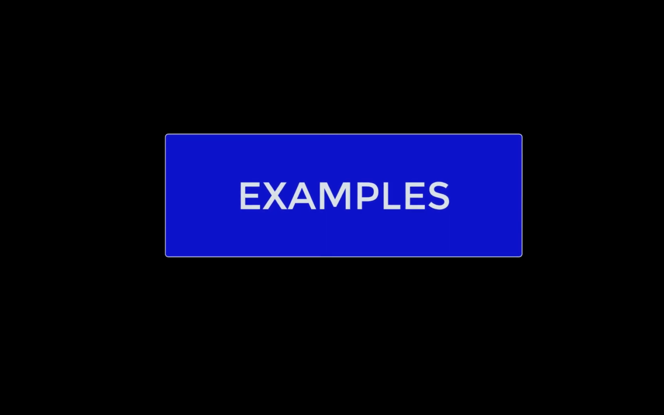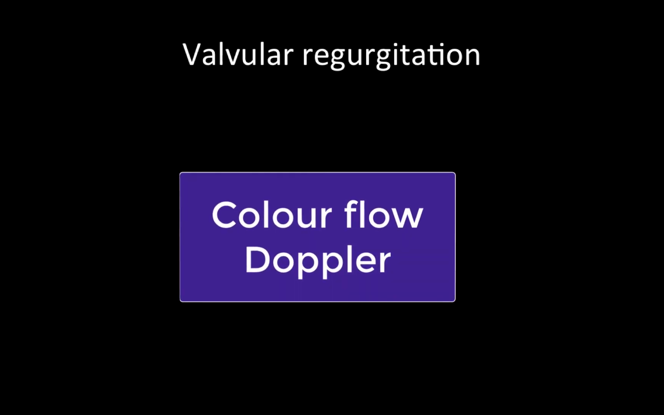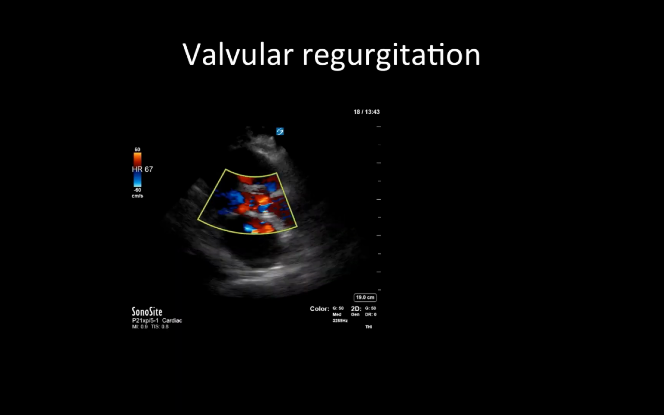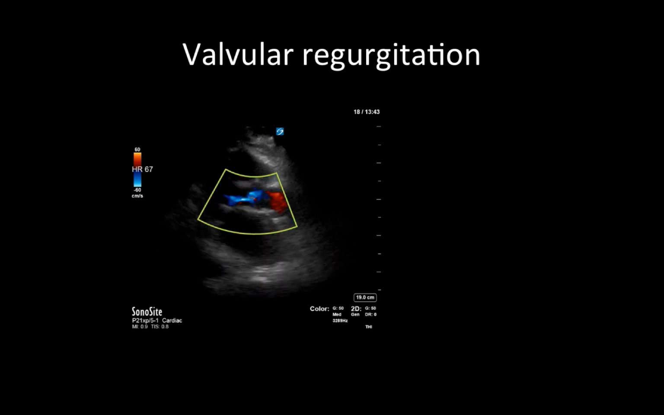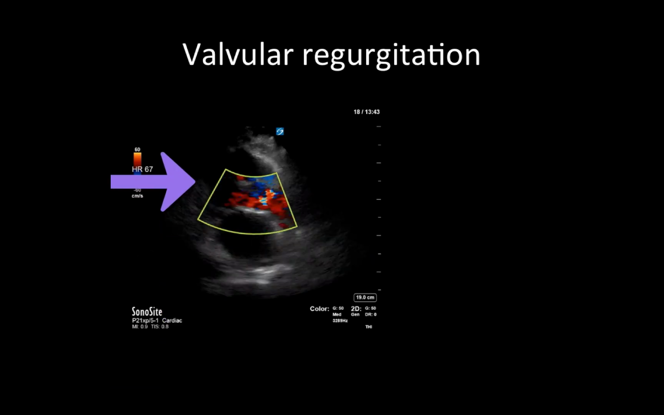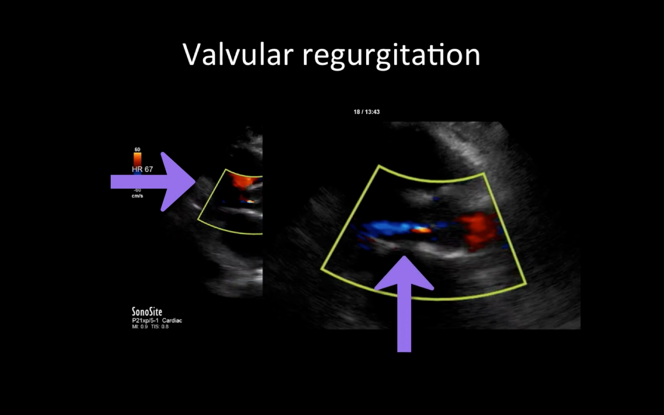Alright, now we'll go through several examples to illustrate the uses of each type of Doppler. To qualitatively assess valvular regurgitant lesions, for example, we'll use color flow Doppler. Here, aortic regurgitation can be seen as a blue jet in this parasternal long axis view. Note that because the angle of the regurgitant jet is not parallel to the angle of insonation, in fact, you could argue that it's close to perpendicular, the degree of regurgitation may well be underestimated.